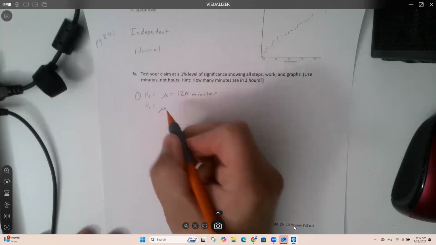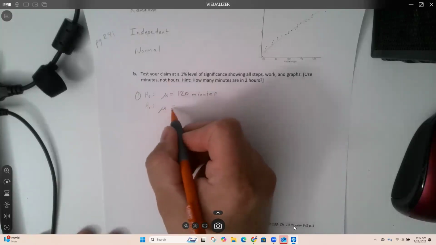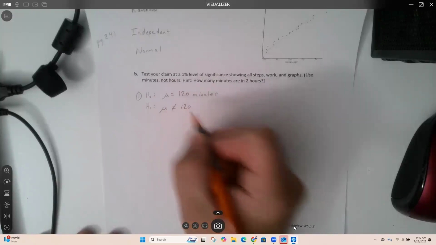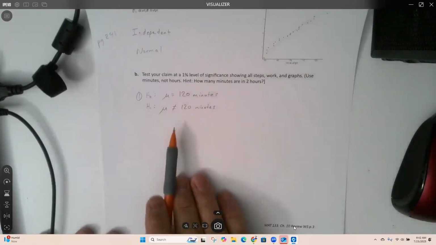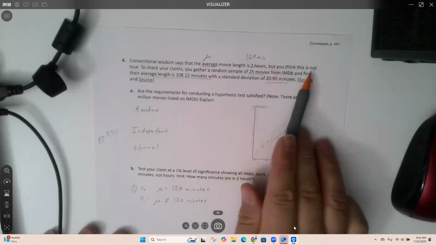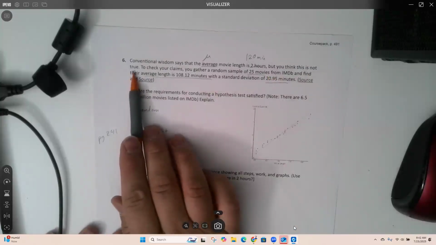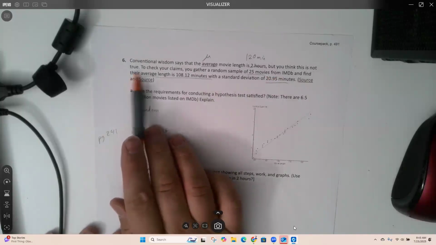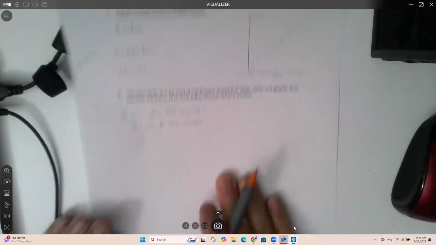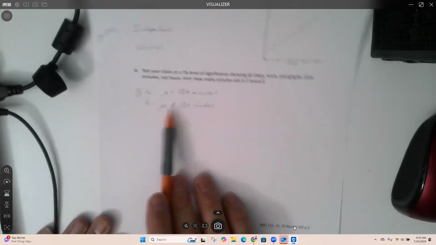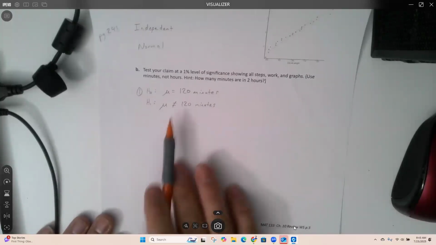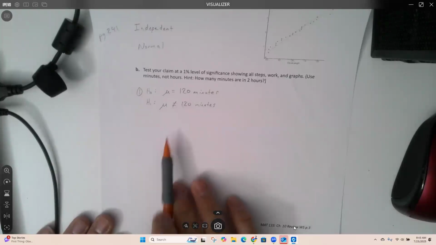Okay. And this one is mu is not equal. So this is going to be a two-tailed test because we think this is not true. We don't know whether, we're not claiming whether it's more or less. We're just saying, no, no, no, it's not 120. If we were saying it was longer, we would go greater or less, depending on which direction we are testing.